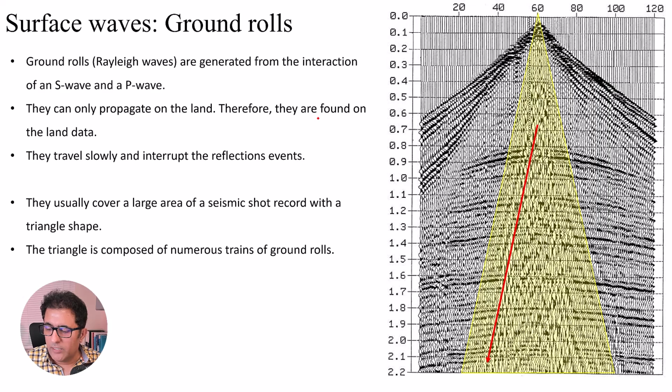As I mentioned, we may notice some strong linear events that also have a dispersive nature, and they cover a triangle area on our seismic shot record. And these are ground rolls. At the same time that the source produces P wave, ground rolls are also generated, and indeed ground rolls have very high amplitudes, and sometimes about 70% of seismic energy is converted to ground roll.